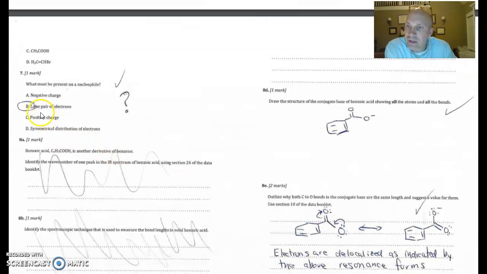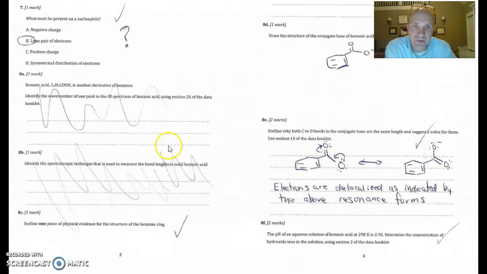Number 6, which could be formed from bromoethane. Essentially, we could use a hydroxy group and displace this bromine to make this molecule right here, and then that could be oxidized up to this molecule right here. Although there's not going to be nucleophiles and electrophiles on the quiz, a nucleophile is going to have a lone pair of electrons.